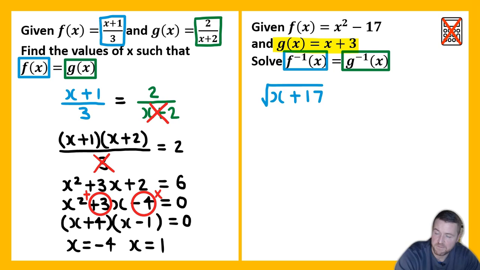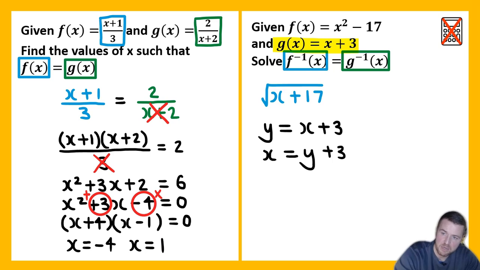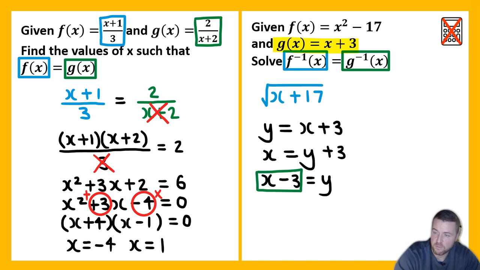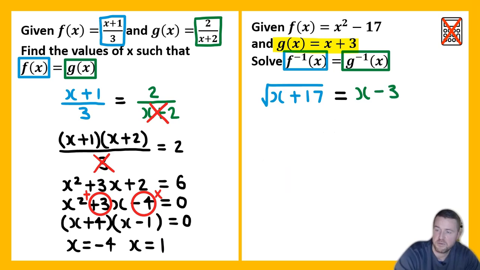Next, we can find the inverse function of g. y is equal to x plus 3. Replace x and y, and make y the subject. x minus 3 is equal to y. Therefore, my inverse function of g is x minus 3. I can equate the inverse function of f and the inverse function of g to each other before solving to find my values for x. Start by squaring both sides to eliminate the square root from the left hand side.